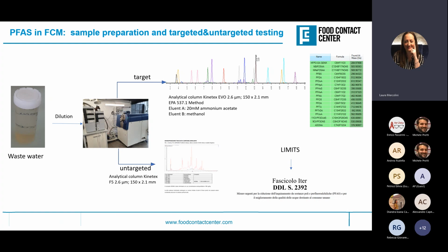And about the limits, the local authority asked our customer to refer to the proposal of legislation about PFAS that refers to drinking water. Of course, we are talking about very, very low limits, but currently this is the only reference.